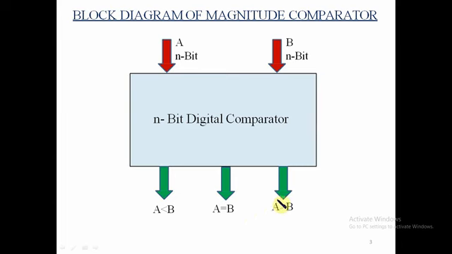Each magnitude comparator mainly has three comparative outputs, and the inputs change as per the type you take: 1 bit, 2 bit, 4 bit, 8 bit. The number of input bits depends on the type used, but the outputs are fixed.